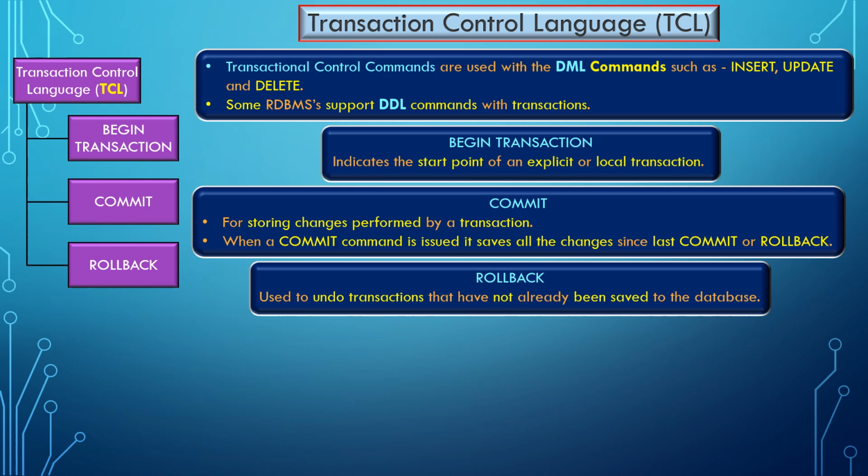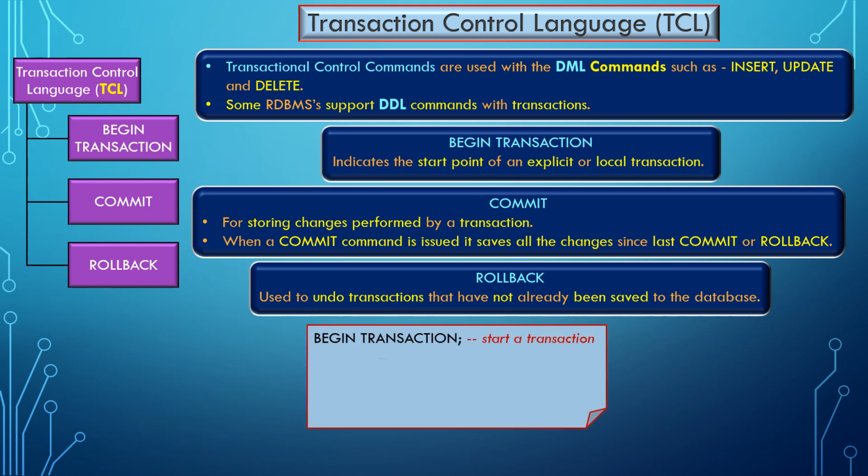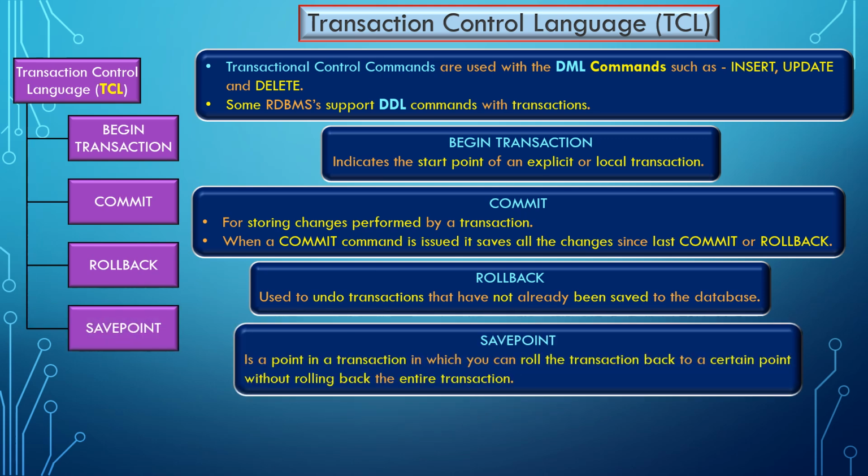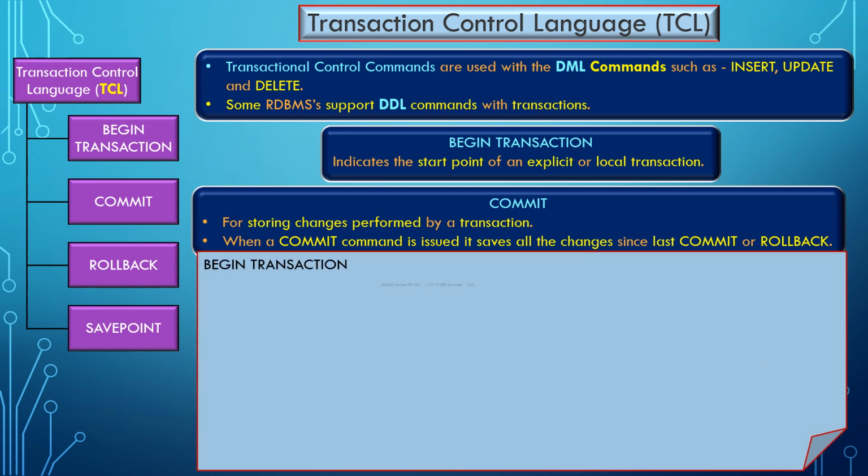Rollback is used to undo transactions that have not already been saved to the database. Here is an example of using rollback. A save point is a point in a transaction in which you can roll the transaction back to a certain point without rolling back the entire transaction.